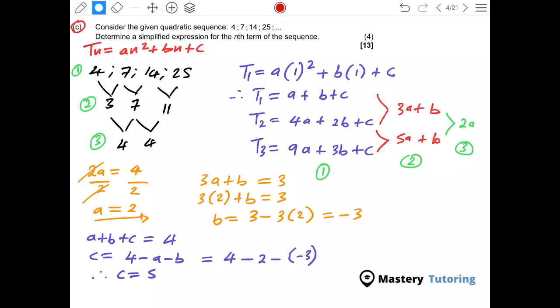Now, remember what I said in the beginning of this question. I said we are looking for A, B, and C. Now that we have them, we are going to substitute back into this one there, and then we're done solving the question. So Tn is equal to, instead of putting A there, 2n squared plus, instead of putting B, we put in minus 3. So let me remove this plus. It's going to be minus 3n plus, and then the C is replaced with 5. And this makes the answer to this question. Moving right along.